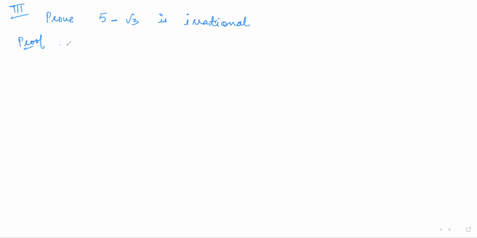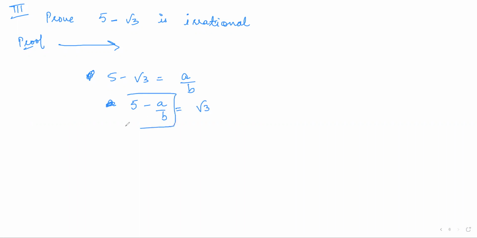I'm skipping all the lines. You have to repeat the same lines. When you take 5 minus under root 3 is equal to a upon b, please repeat this line which I am leaving. So you keep the under root 3 on one side, right? So you can write 5 minus a upon b, and take root 3 on the RHS. It becomes plus. So root 3 part we have separated.